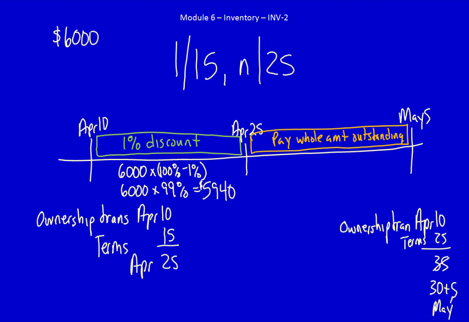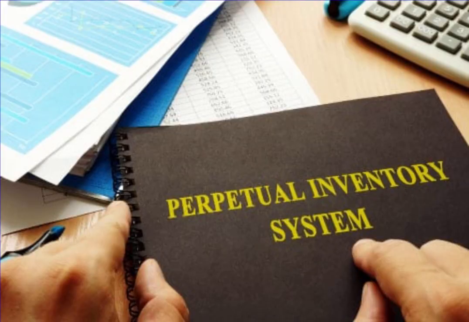And the whole amount outstanding is the full $6,000 by May 5th. What if the receiver doesn't pay by May 5th? After midnight on May 5th, they're going to start being charged by their supplier. Now that we have a full understanding of both shipping terms and credit terms, we're going to do some entries into a perpetual inventory system. And that will be in the next video.